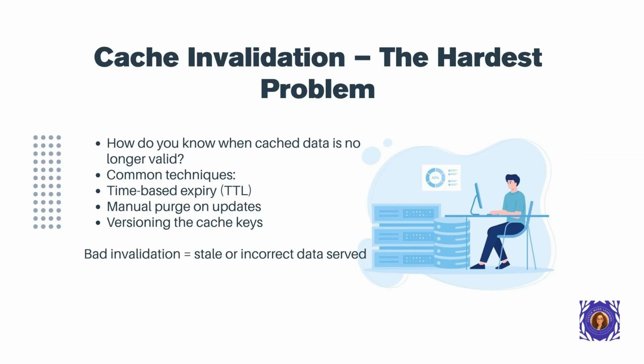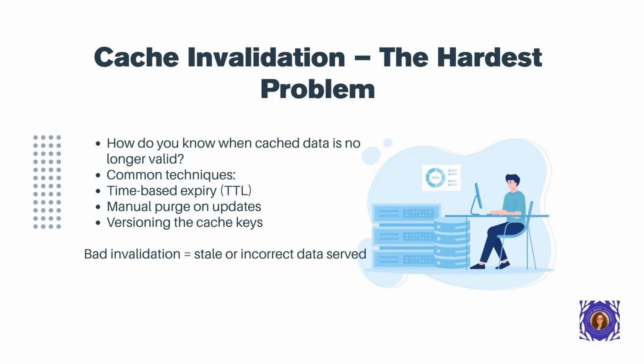While caching offers immense benefits, managing it effectively introduces what's famously known as the hardest problem in computer science, cache invalidation. This refers to the challenge of determining precisely when cache data is no longer valid because the underlying source data has changed. If not handled correctly, serving stale or incorrect data from the cache can lead to serious issues, from incorrect pricing to misinformed user decisions.